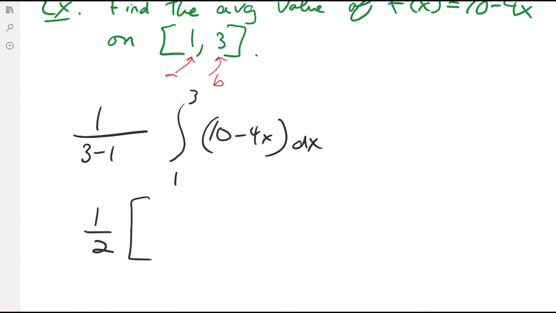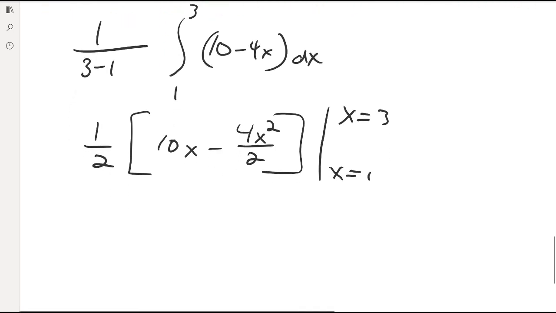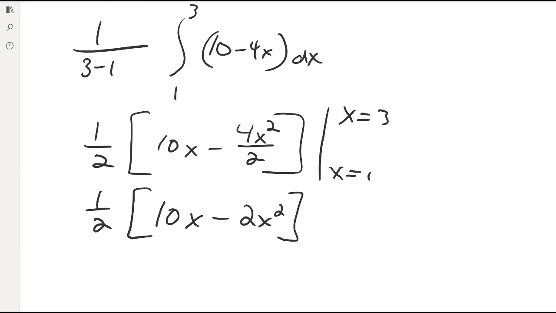So we don't use substitution here. We just take each individual integral. So we get 10x minus 4x squared over 2. And this needs to be evaluated from x equals 1 to x equals 3. But before doing so, I'm going to go ahead and simplify inside my brackets there. Because 4x squared divided by 2 is 2x squared. X equals 1 to x equals 3.